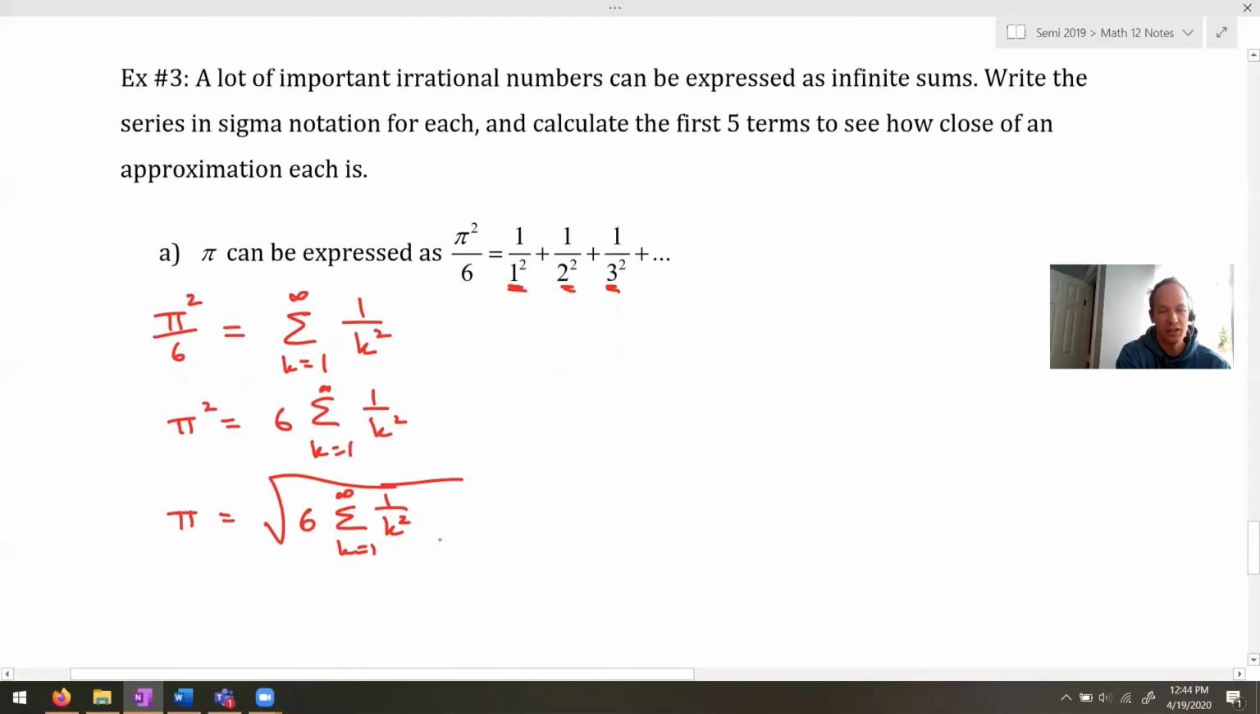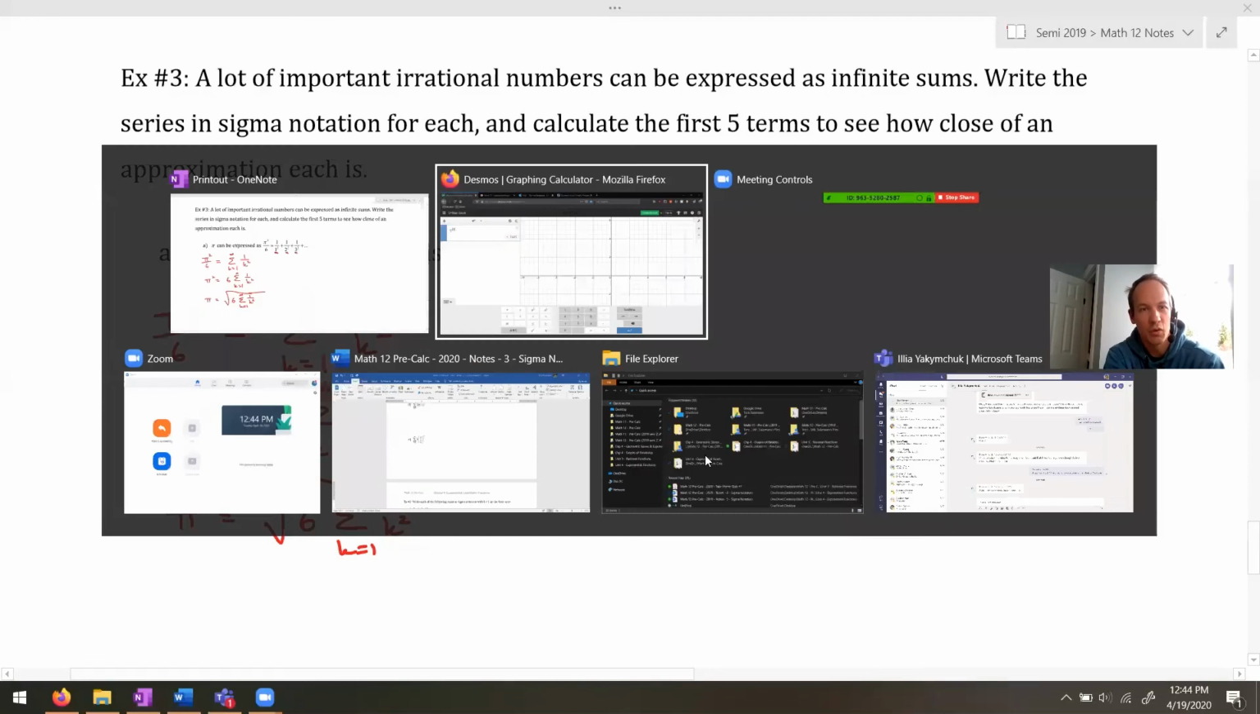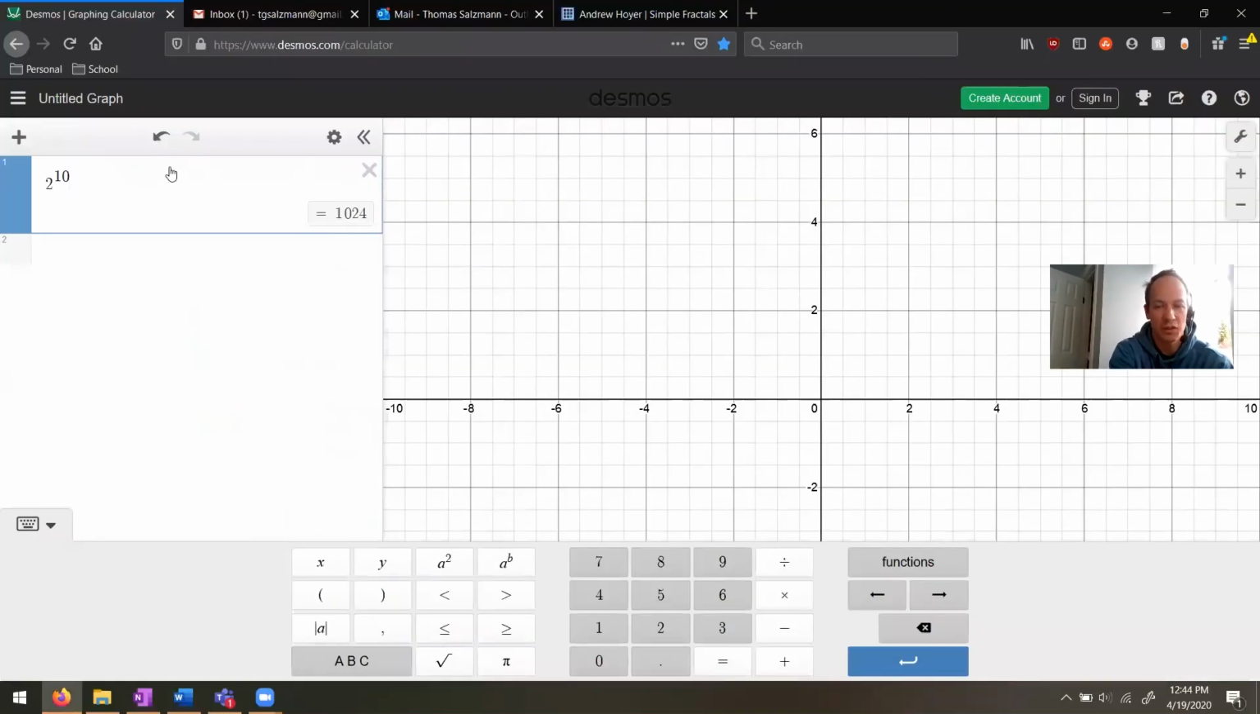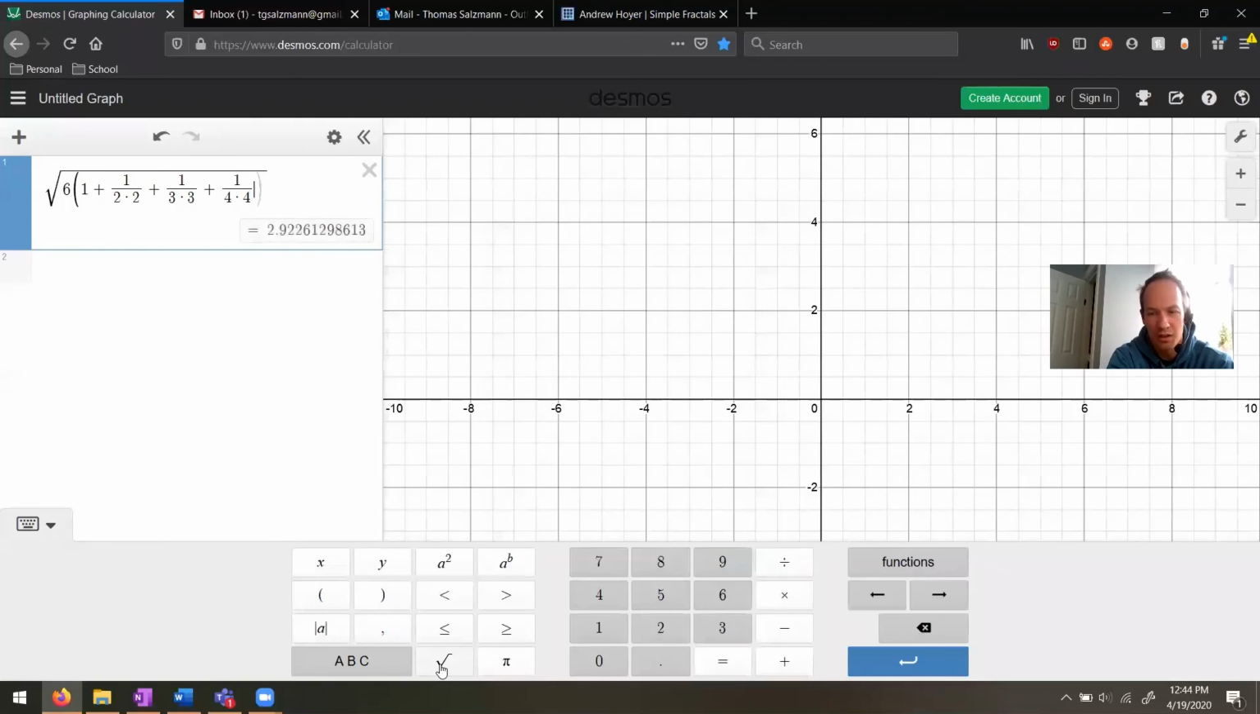Now, if you've never seen this before, it's kind of interesting to work out. We can jump over to something like Desmos and try this. What we'd have to do is work out the first 5 terms. So we'd put a 6 in there, and then start brackets, and go 1 over 1 squared, but I'm not going to bother writing that, so I'll just write 1. Then 1 divided by 2 squared, it's easier for me to just write 2 times 2, plus 1 divided by 3 squared, plus 1 divided by 4 squared, plus 1 divided by 5 squared.